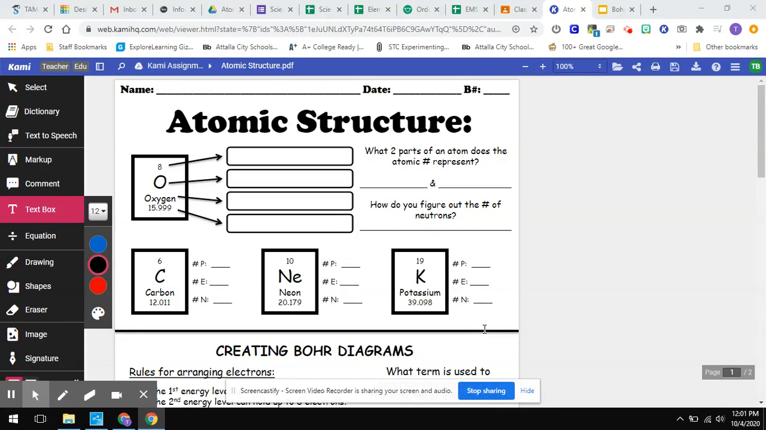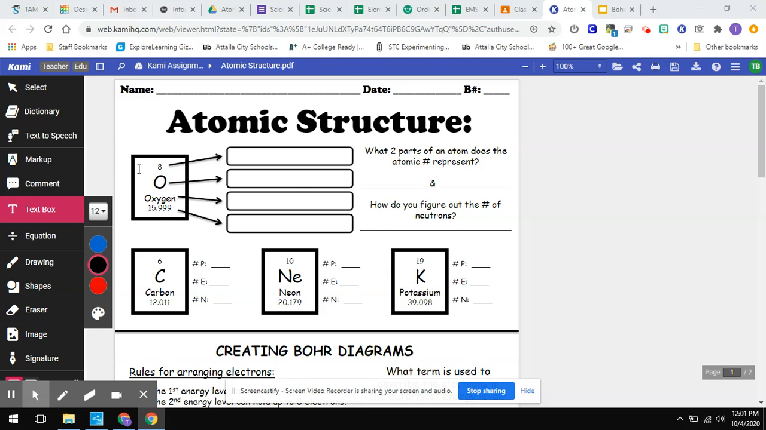Hi guys, I'm going to do a little tutorial video about atomic structure and Bohr atom diagramming. This is an assignment that you have in your Google Classroom that you're to complete, but I'm just going to go over a few things to make sure that you have full understanding.